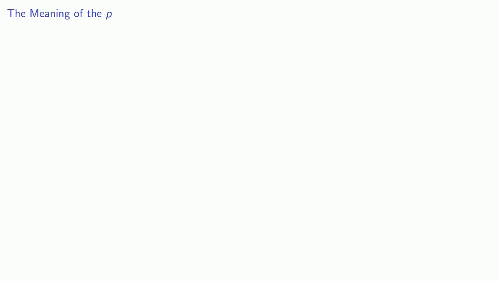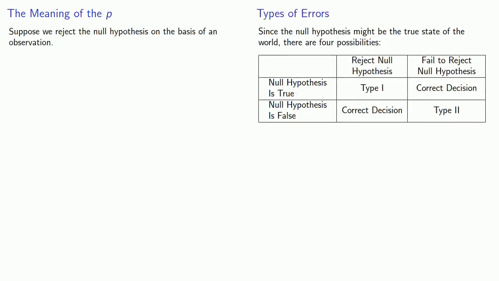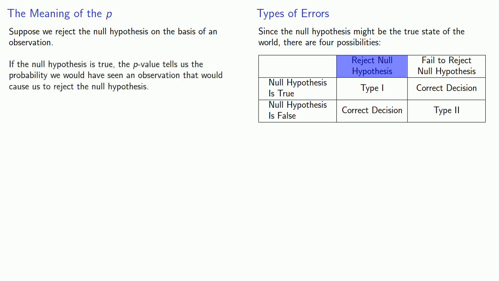Well, that's kind of nice, but what does it tell us? Remember, our goal is to infer the true state of the world, so our decision could be correct or it could be wrong. Let's consider our error table. Suppose we reject the null hypothesis on the basis of an observation. If the null hypothesis is true, the p-value tells us the probability we would have seen an observation that would cause us to reject the null hypothesis. Now, that's quite a mouthful, so let's think about that a moment. What this is saying is that if the null hypothesis is true, it's possible that we'll see something that will cause us to decide that the null hypothesis is not true.